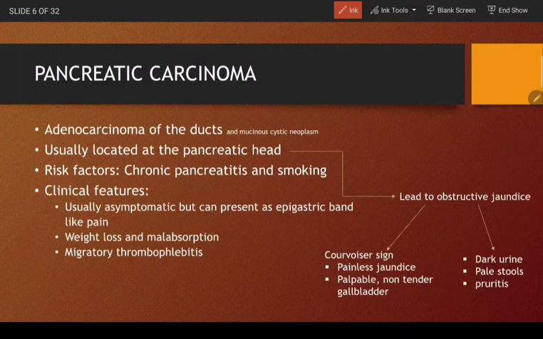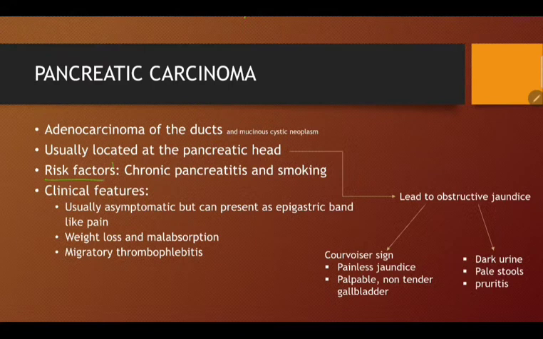So adenocarcinoma of the ducts is basically what happens. Either way, the main risk factors are chronic pancreatitis and smoking. Adenocarcinoma can affect the body, the tail, or the head. Majorly, it affects the head of the pancreas. And if that happens, it can lead to obstruction of the bile duct that will lead to cholestasis. Cholestasis is no movement of the bile. If that happens, it can lead to obstructive jaundice.